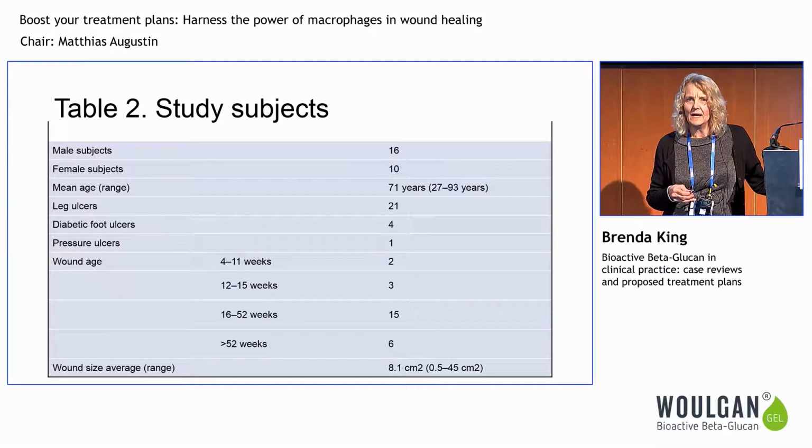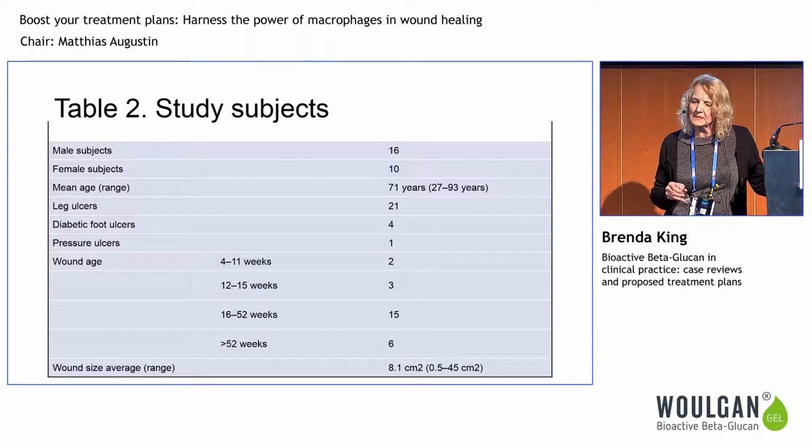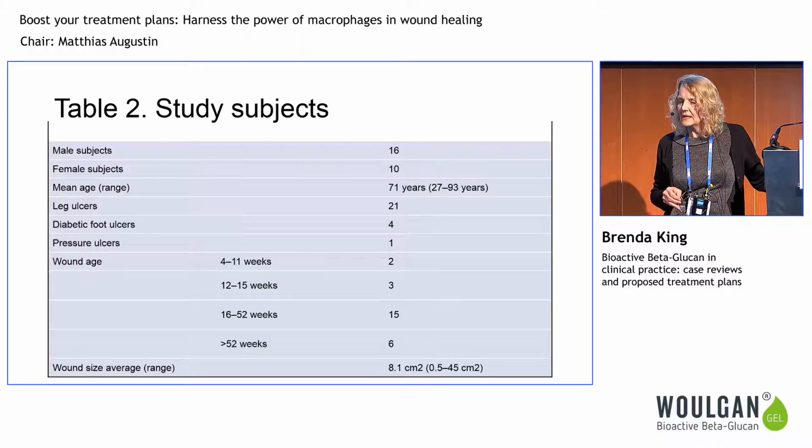be standard care: compression therapy for the venous ulcers, offloading for the diabetic foot ulcers, and also for the pressure damage. The wound age varied between 4 weeks and in excess of 52 weeks, but over 80% were 16 weeks or longer non-healing wounds.